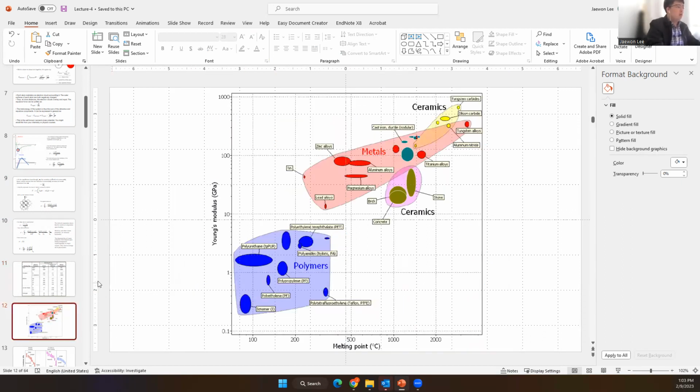So it is quite correlated with the Young's modulus data. If you see the polymers, a polymer has a very low melting point compared to metals or ceramic materials, so they have a very low Young's modulus. But if we focus on metals and ceramics, they have a very strong interatomic force. Because of that, they have a very high melting point, and then they have a very high Young's modulus.